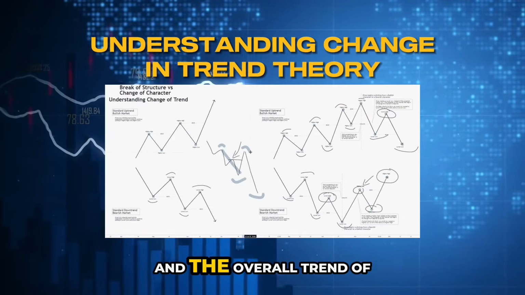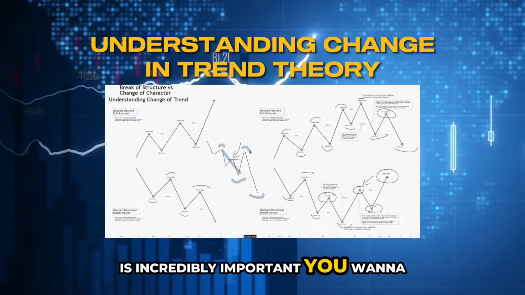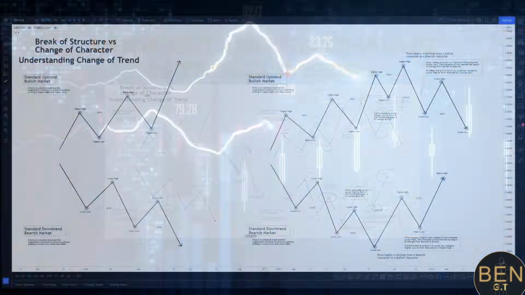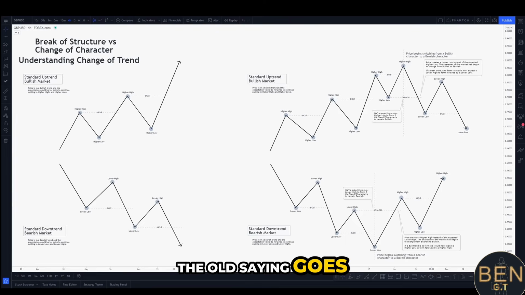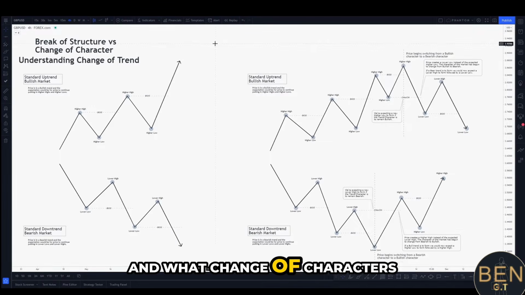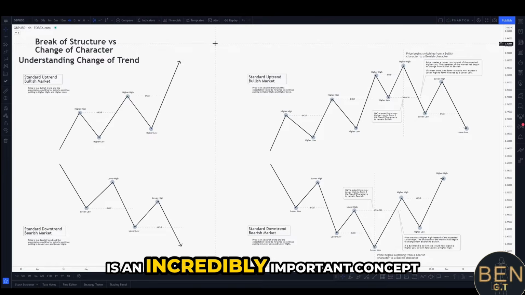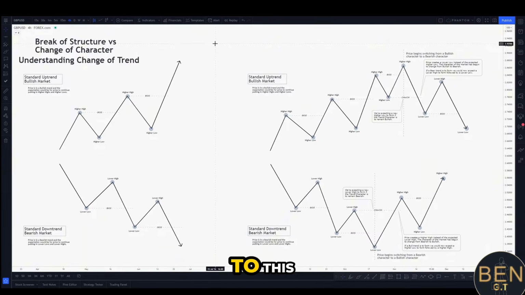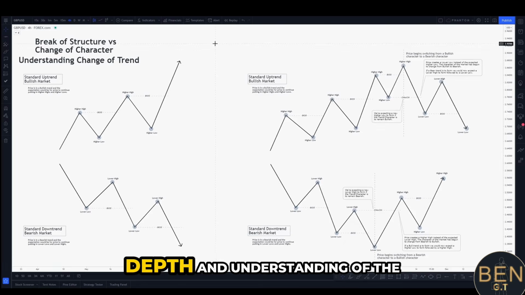Understanding market structure and the overall trend of the market is incredibly important. You want to make sure that you're on the right side of the market when you're trading. The old saying goes, the trend is your friend until it ends. One of the most important things is being able to understand when the trend is starting to end, so that you can make proper trading decisions and you're not caught on the wrong side of the market when it does decide to change. That's where understanding breaks of structure versus change of character, and what change of character implies, is an incredibly important concept, and we'll be building on this as we increase our depth of understanding of the overall strategy and how it integrates with supply and demand.